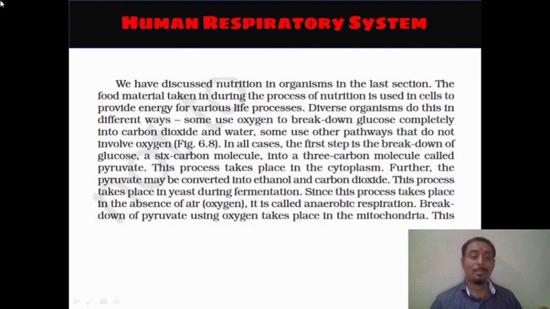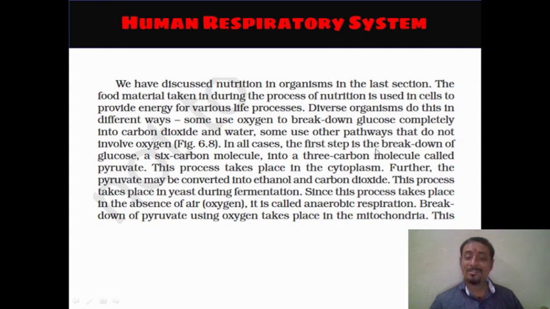Okay, next, we have discussed nutrition in organisms and the digestive system of humans in the last section. The food material taken in during the process of nutrition is used in cells to provide energy for various life processes. Yes, we have seen this. Diverse organisms do this in different ways. Some use oxygen to break down glucose completely into carbon dioxide and water. Some use other pathways that do not involve oxygen.